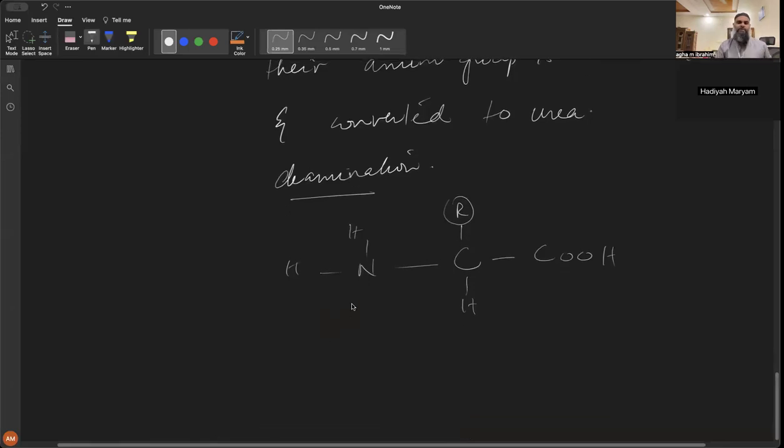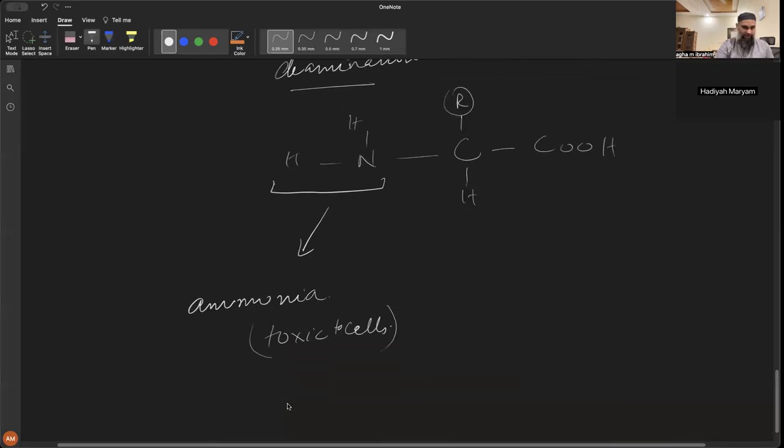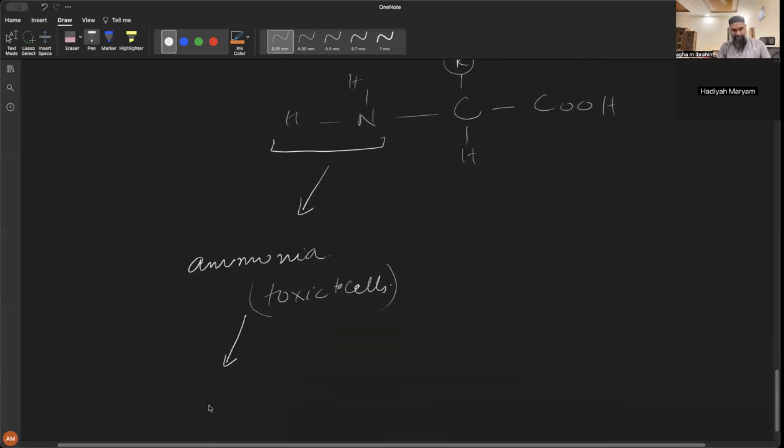So what happens is that this amino group is removed, it is dropped, and once it is removed, it is converted into ammonia. All right, but this ammonia is toxic to cells. It is toxic to cells. So it is readily converted into urea.